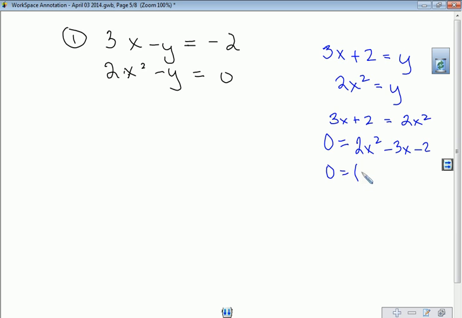And this is going to factor into 2x, and we need a negative 3, and a positive 1, that gives us negative 4, and the positive 1 gives us a negative 3. Okay, so I got x equals negative 1/2 or 2.